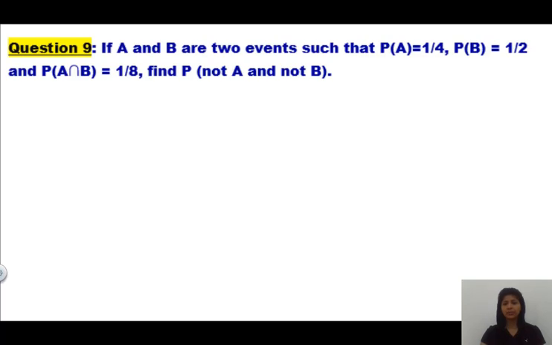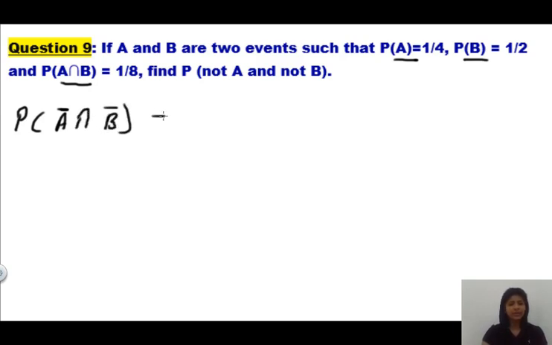Here is question number 9. In question number 9, they are asking: A and B are two events. P of A is given as 1 by 4, P of B is given as 1 by 2, and A intersection B is given as 1 by 8. We have to find the probability of not A and not B, which is represented by not A intersection not B. This can also be represented as A union B whole complement.